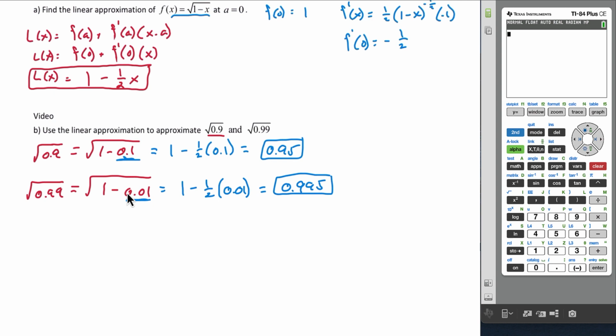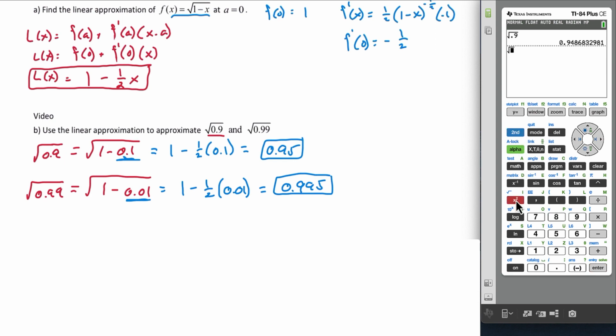Let's use the calculator to see how close those approximations are to the actual values. So we'll do the square root of 0.9 first. And we can see that that is 0.94868, and so on, which is very close to 0.95. Our approximation is pretty close.